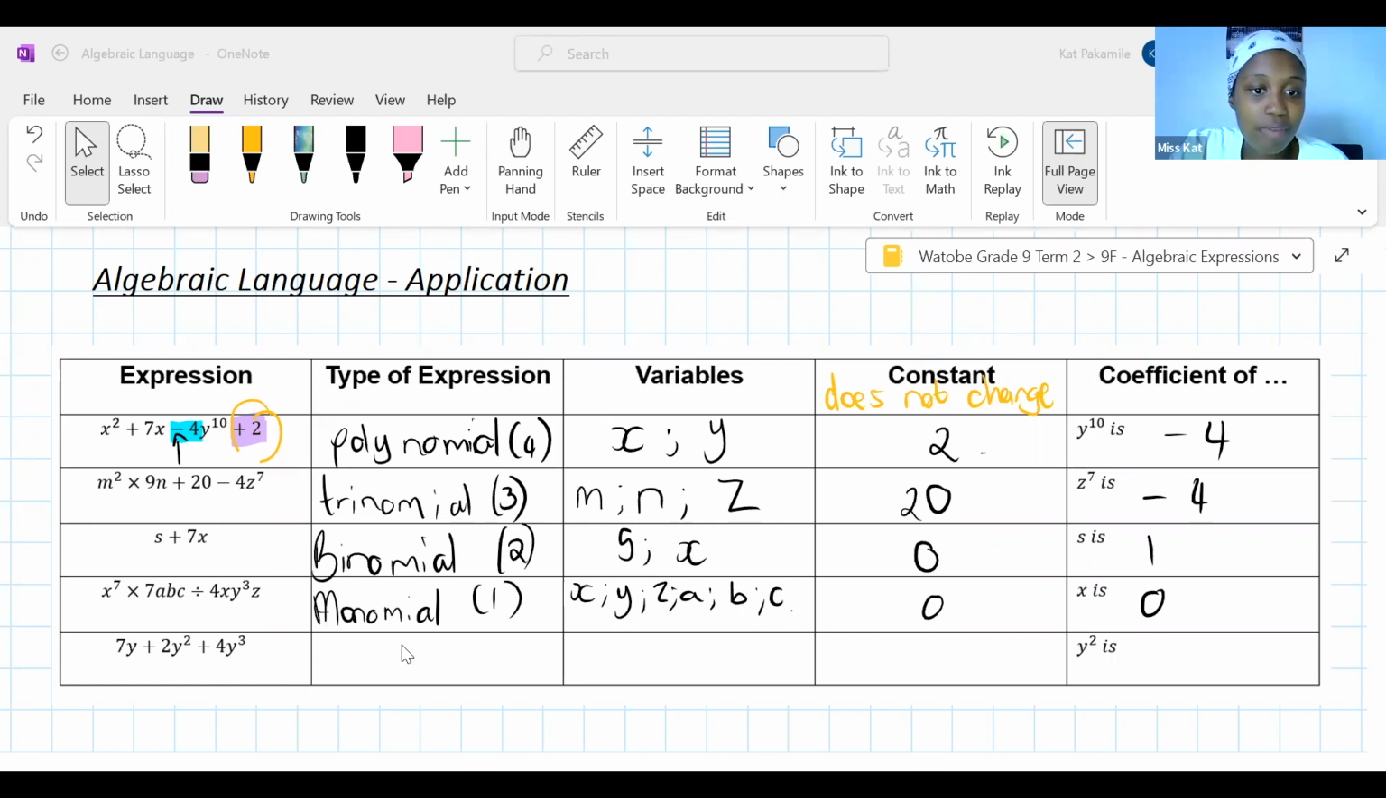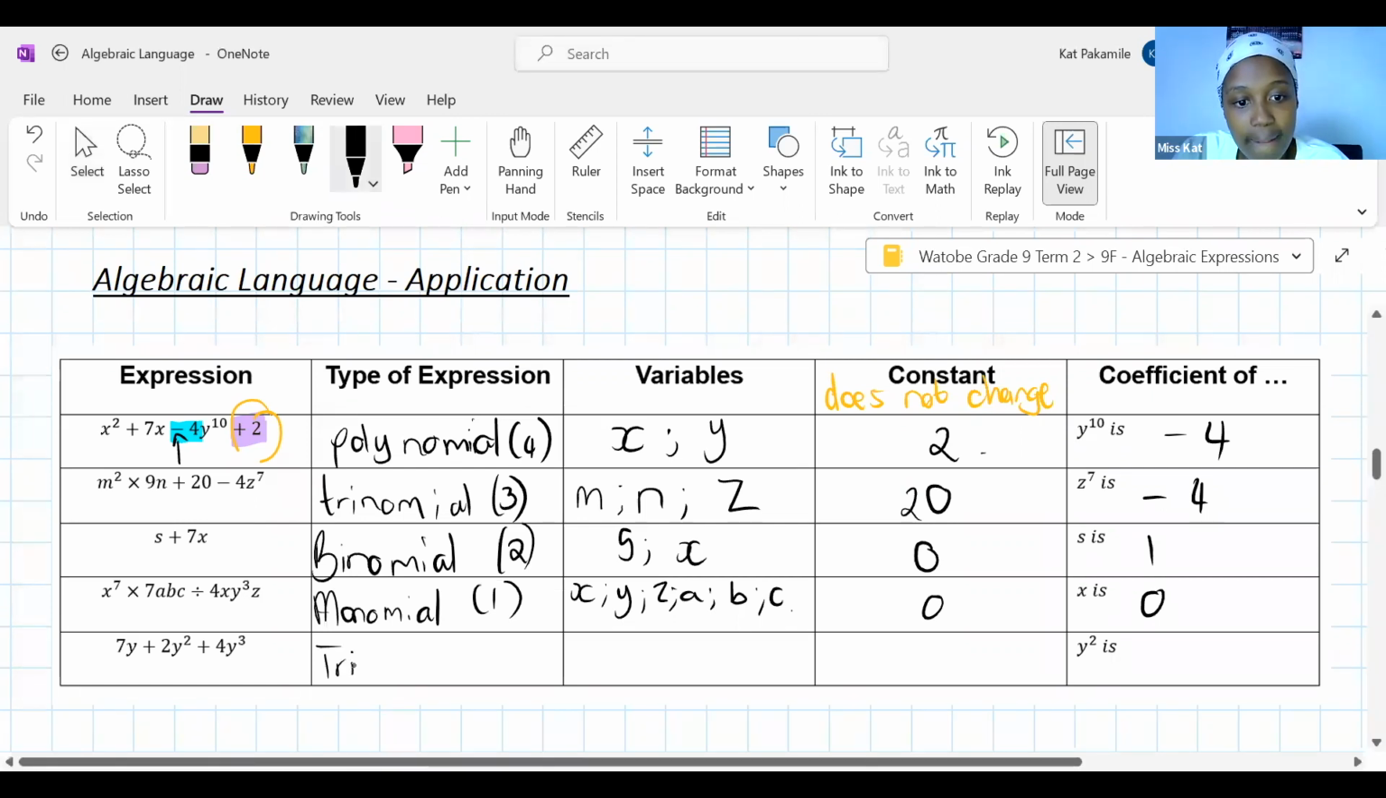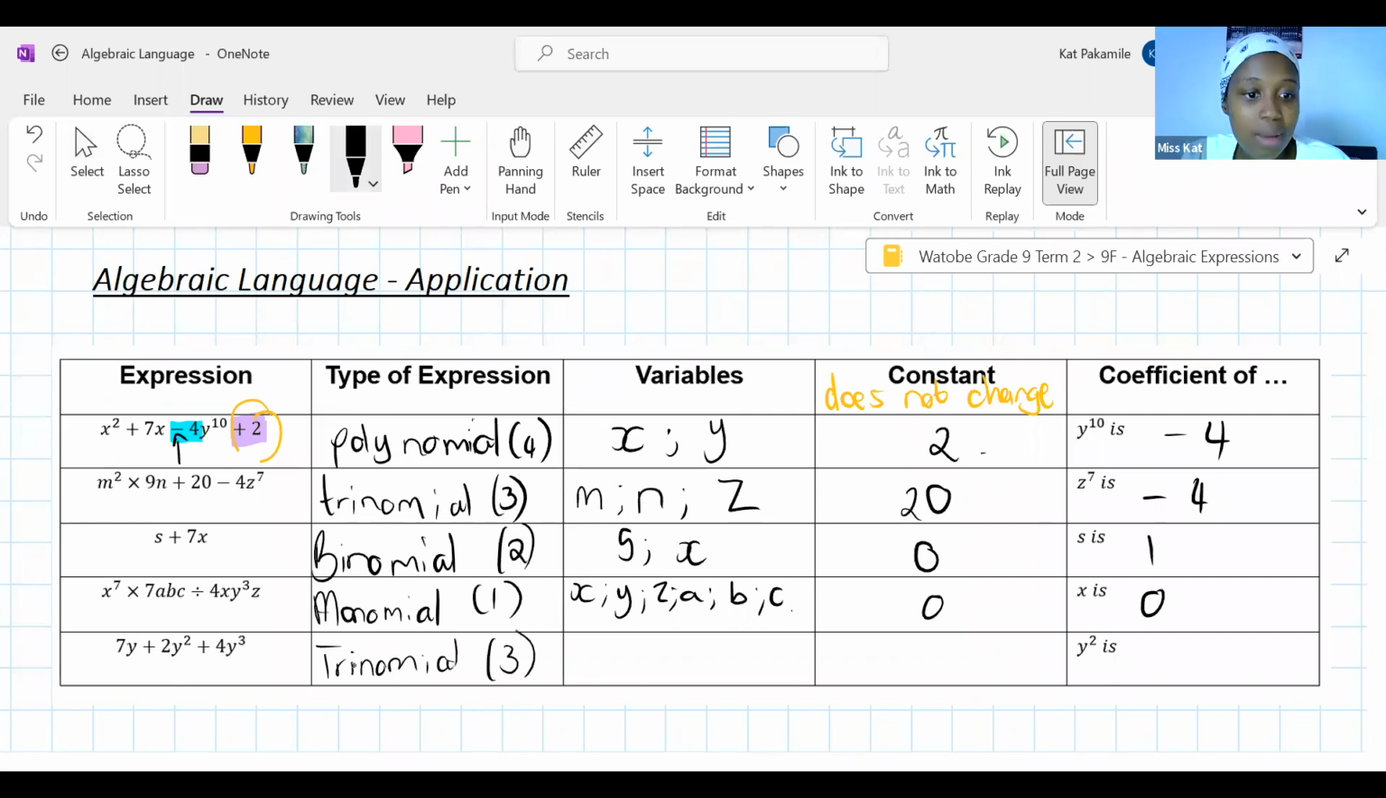Last one. What type of expression do we have? Trinomial, ma'am. Because there's how many terms? 3. Beautiful. What are my variables in this expression? Y. Just Y. Do we have a constant in this expression? No, ma'am. So it's a 0. And what is the coefficient of Y squared? 2, ma'am. Thank you, Bridget. That was beautifully done.